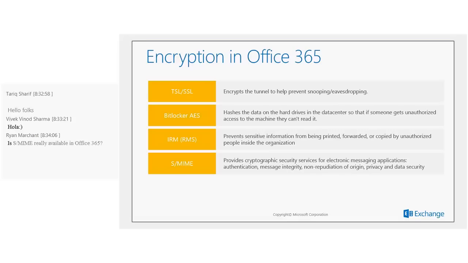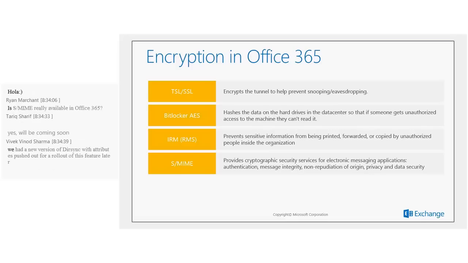I saw a question pop up for S/MIME. So S/MIME for Office 365 is actually coming this year. We have publicly talked about that, I think, late last year, and it'll be coming this year by Q1.